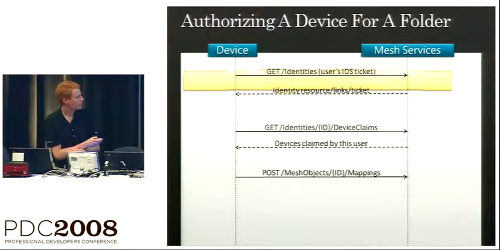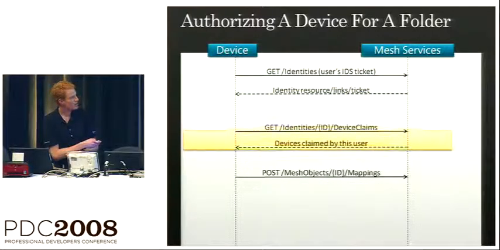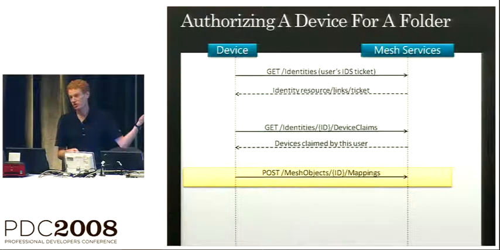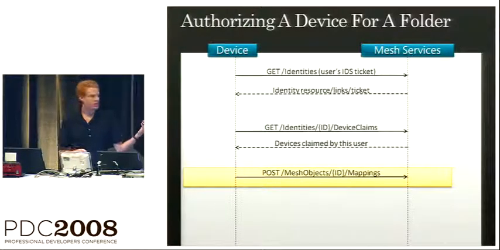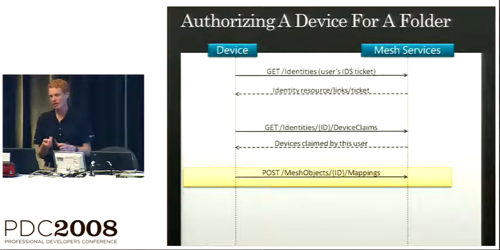So I've got to catch up with myself here. We get the device claim. And then what we do is we walk up to the mesh object that we care about, and we post to this thing called mappings. I'll show you how that works in a second. But we actually create one of these device mappings. And it's the presence of that device mapping that lets the device have authorization to that mesh object.